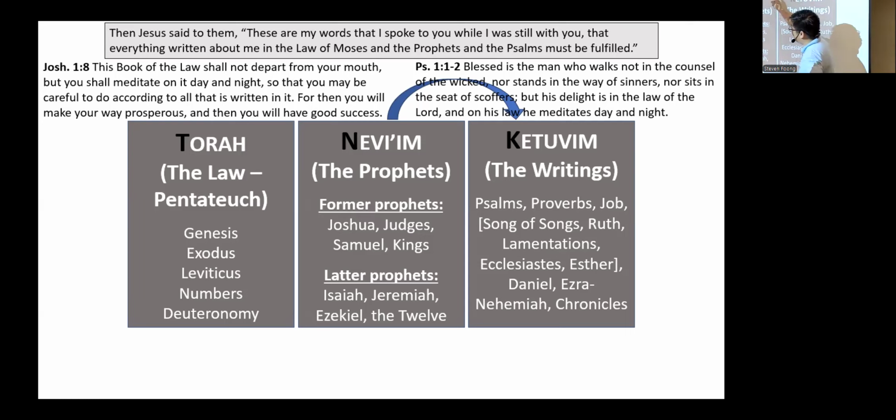All right? And then what happened? Your way will be prosperous, you will have good success. Then the Psalm talks about being planted as a tree, flourishing, prosperous. Okay, if you do that. Now, obviously, this Joshua was written first because it's such a coherent story. And the Psalm was added last.